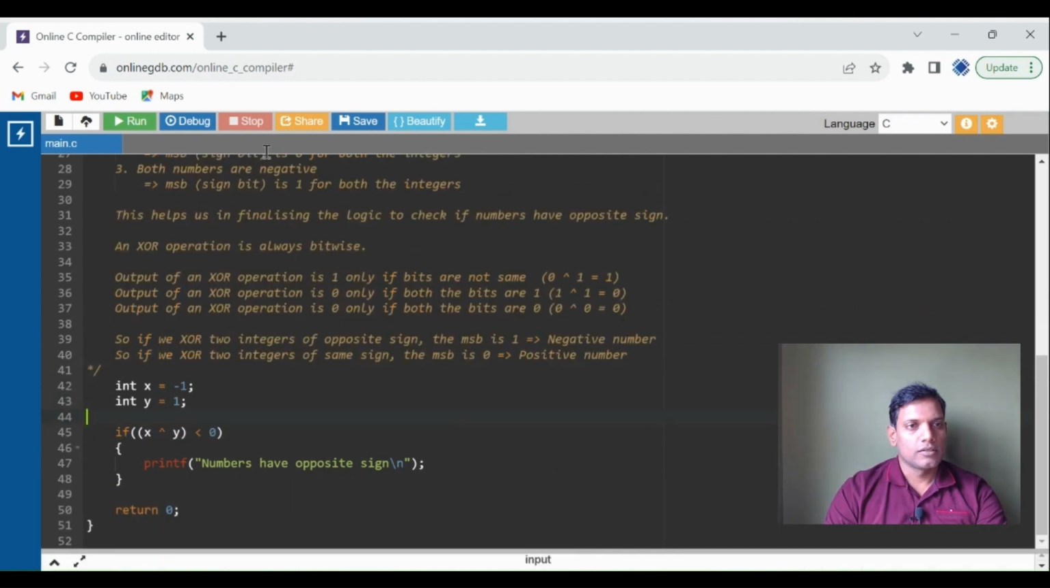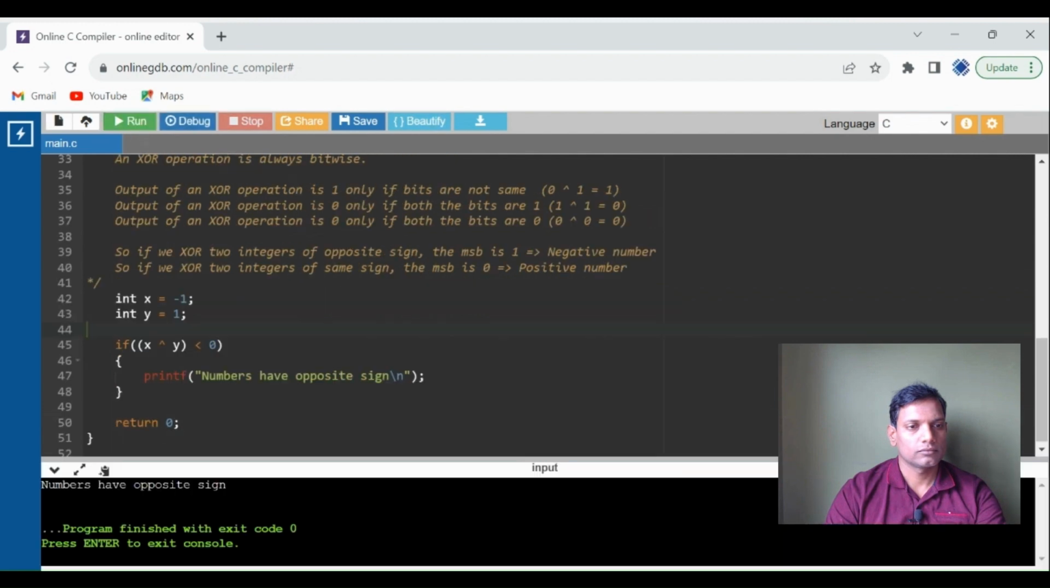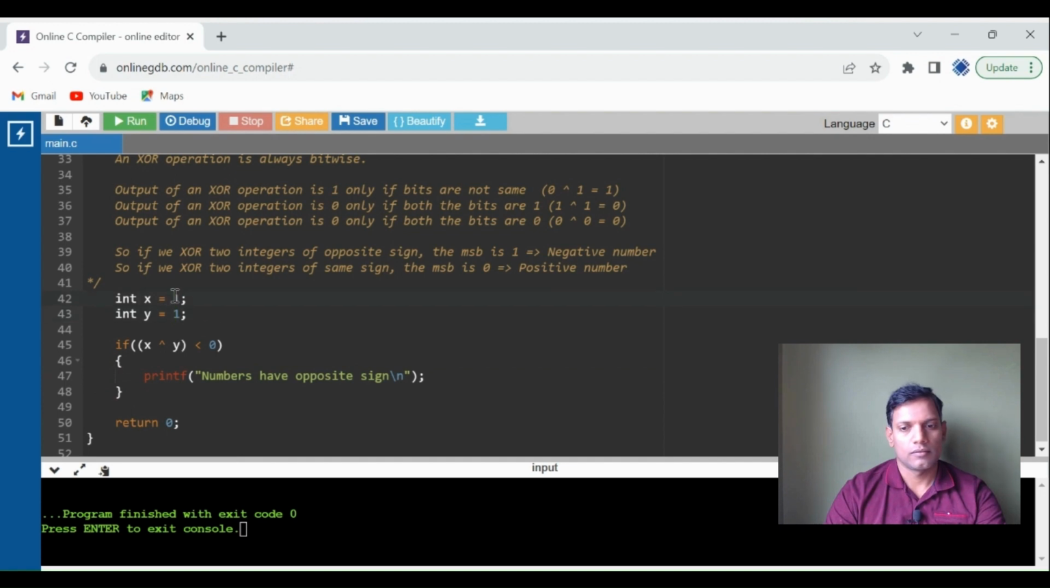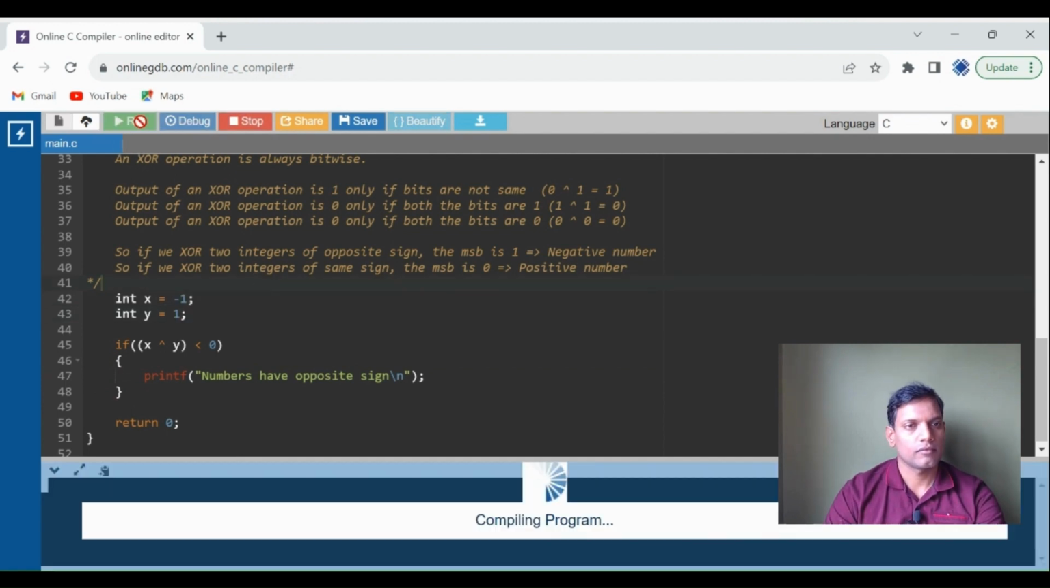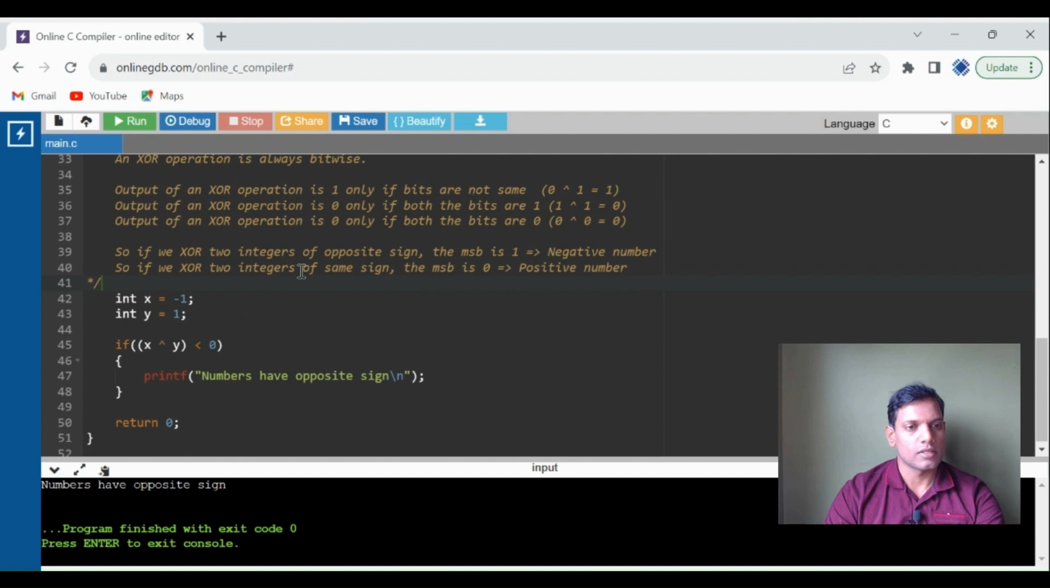Okay, let us run this code. So numbers have opposite sign. Suppose I keep the sign for both the numbers the same, so they don't have opposite sign. In this case as well, numbers have opposite signs. So this logic is proven, and we can finalize this logic.